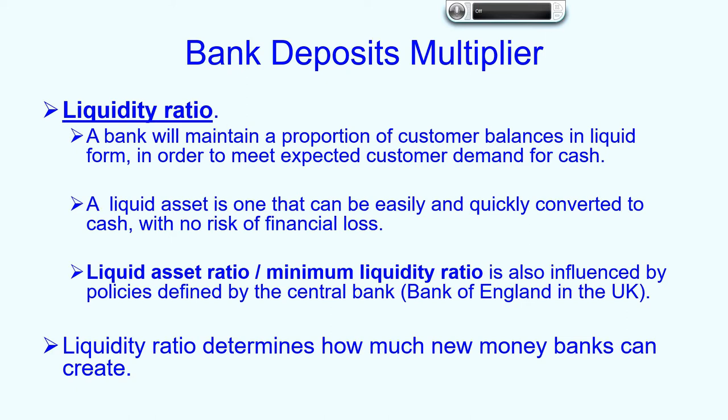The bank will look to hold some government bonds rather than all cash, because cash doesn't generate any return, whereas government bonds and treasury bills do produce some return for the bank, some interest, on its liquid assets. So the liquid asset ratio is determined by the bank, which assesses what proportion of customer balances are likely to be demanded by depositors on demand or at short notice. And it uses those expectations of likely customer requirements for cash to determine its liquid asset ratio.